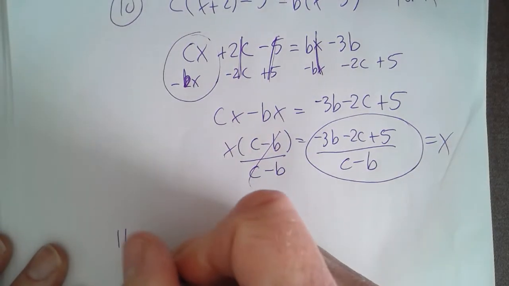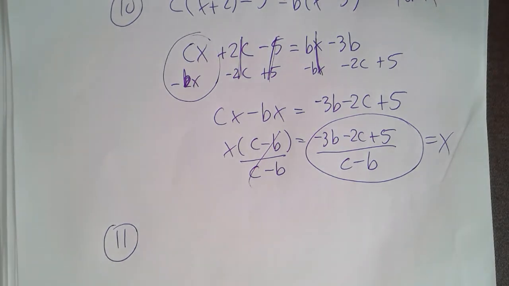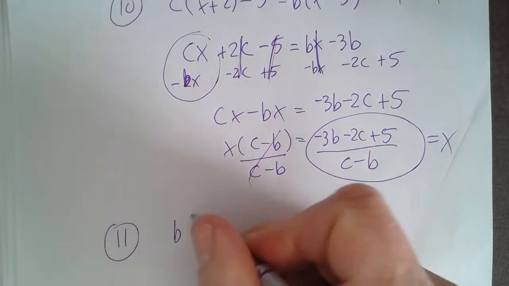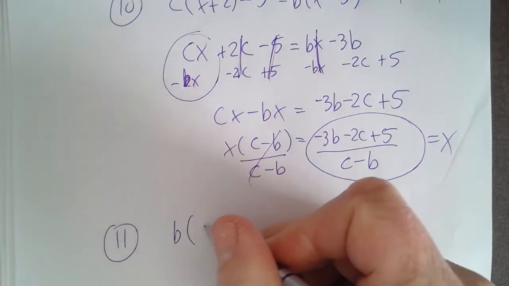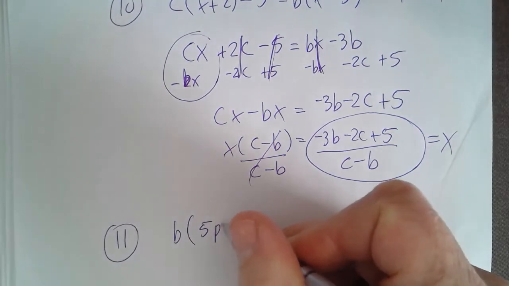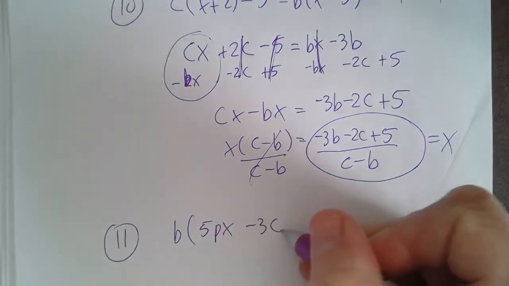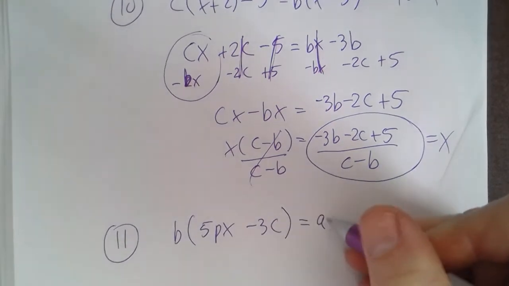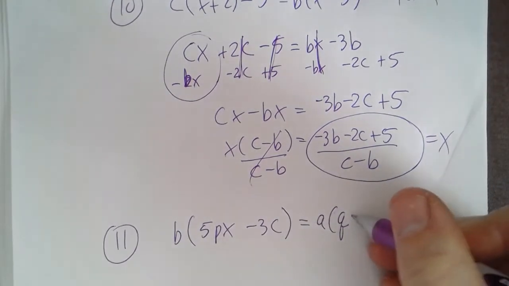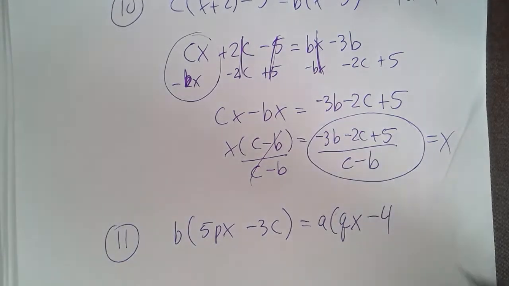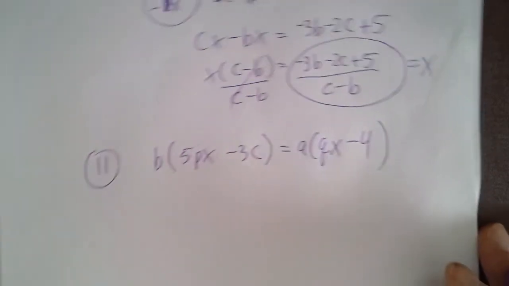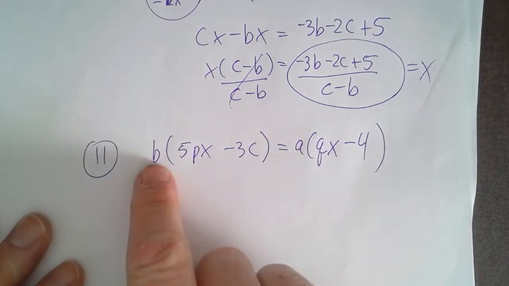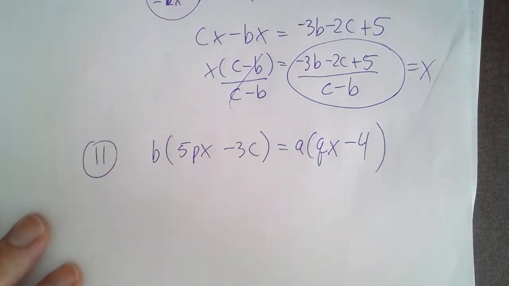So here's number 11. You're going to solve for x on this one as well. Let's do one that's kind of the same here. It's going to be b times the quantity 5px minus 3c, is equal to a times the quantity qx minus 4. So you're going to do it the same way: distribute, get the x's on one side, factor the x out, divide everything back. So give that a try.